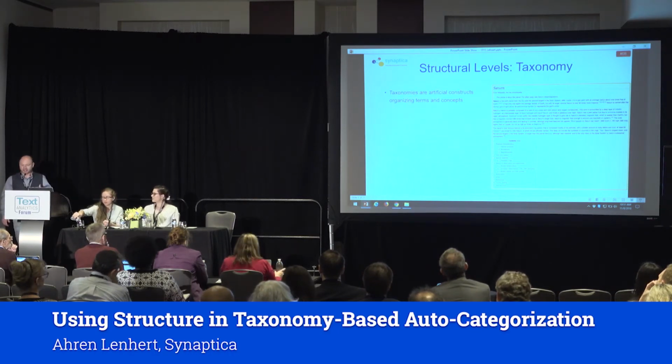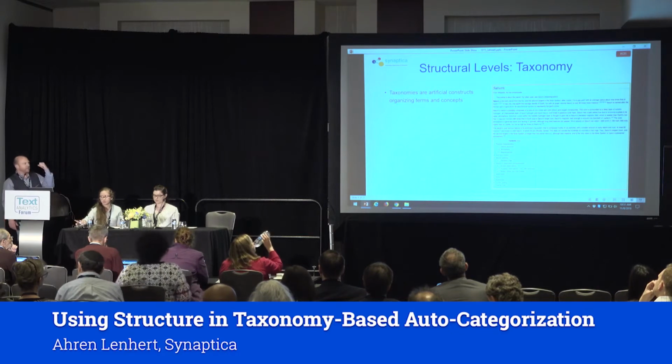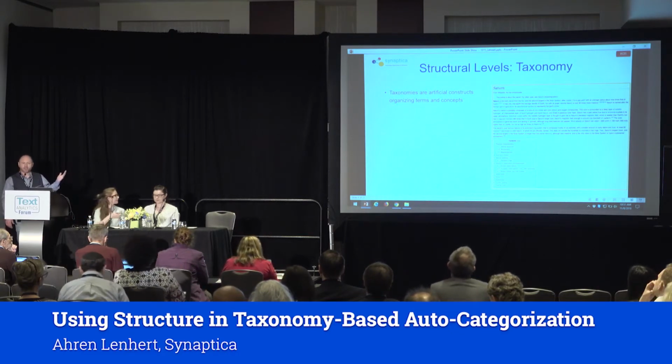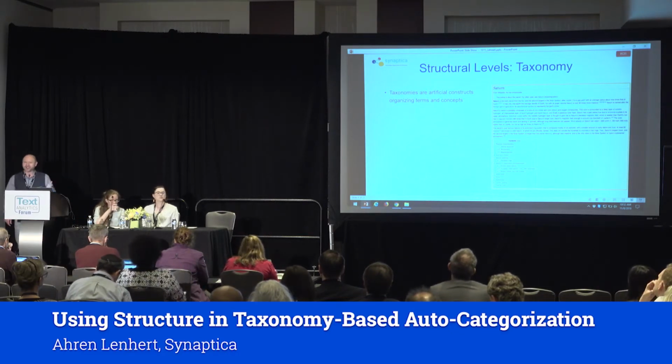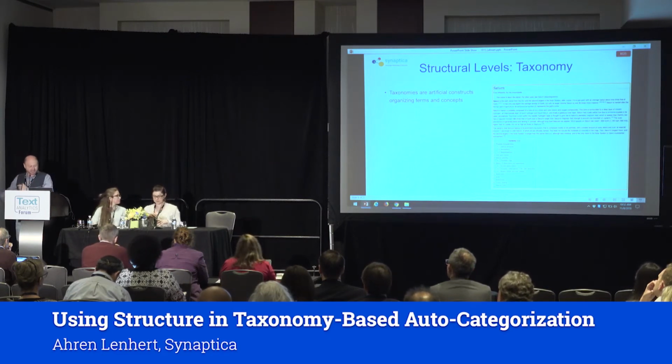Okay, so I consider a taxonomy a very artificial construct. These are terms that have been pulled out of context. We have put them into a tree. It's very unnatural when you think about it, that we have created these hierarchies. It's very artificial. We are imposing a structure on the language, and then we are imposing that structure onto content.